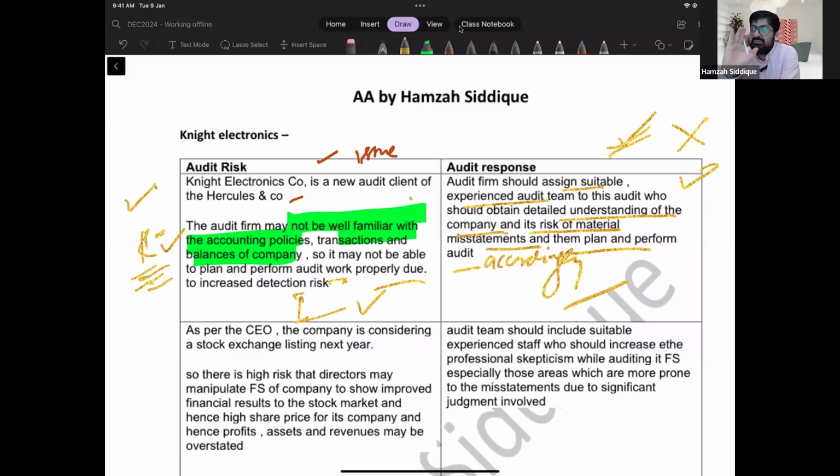Got it. The response must address the issue. If you are discussing the opening balance issue here, then you have to write the response on opening balances. Then you cannot write this response. Remember that.